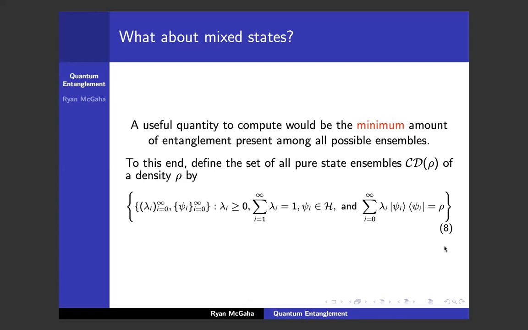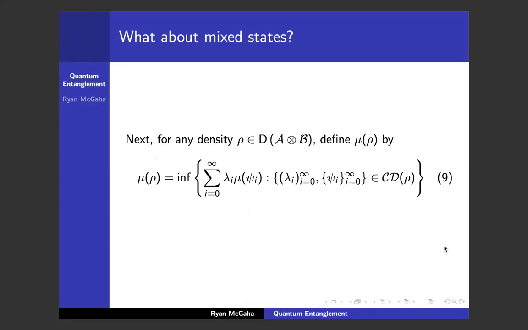In order to do that, we have to define the set of all pure state ensembles, and we're going to call that CD of rho. It's defined by this complicated expression in equation 8 here. We take all convex coefficients, the lambda i, and all pure states psi i, and we want them to sum to rho. So if I take the sum of lambda i |psi_i><psi_i|, these things should sum to rho. These are all the convex decompositions of rho.